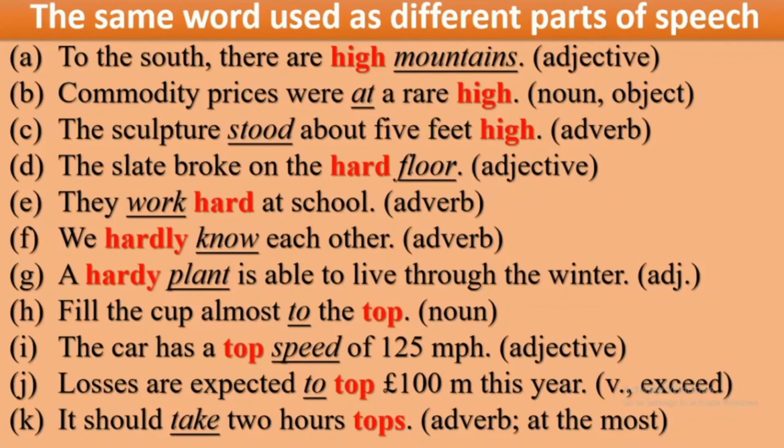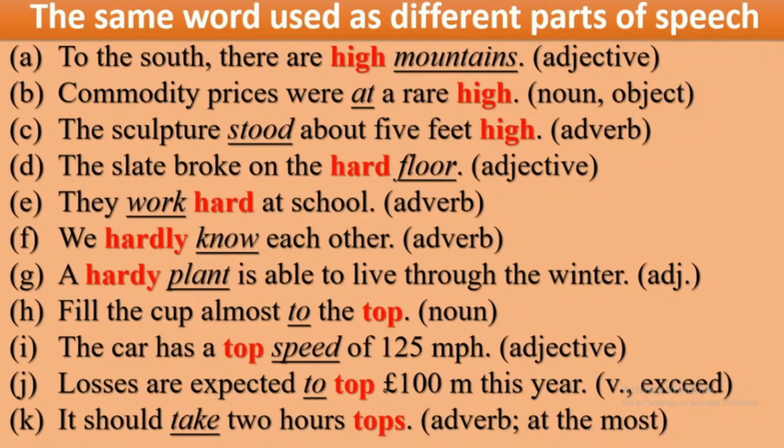There are some words which can function as different parts of speech in sentences, and here are some examples. In the examples, there are clues. The clues are underlined and italicized. We are just going to explain a few sentences. To the south, there are high mountains. In the sentence, high is an adjective because it describes the noun mountains.